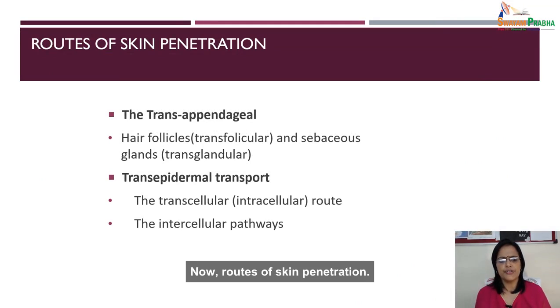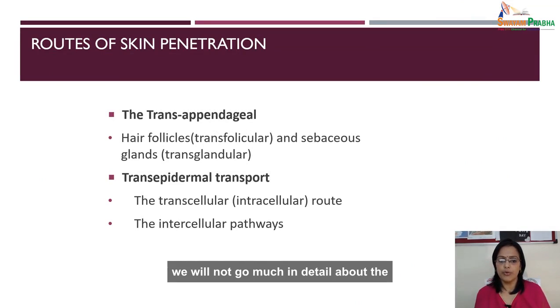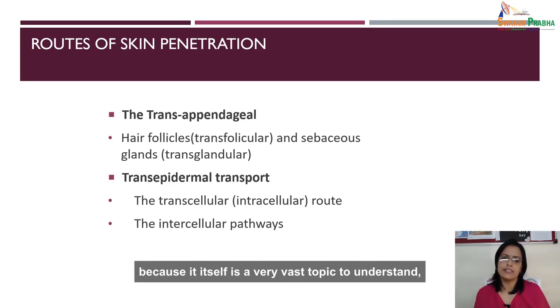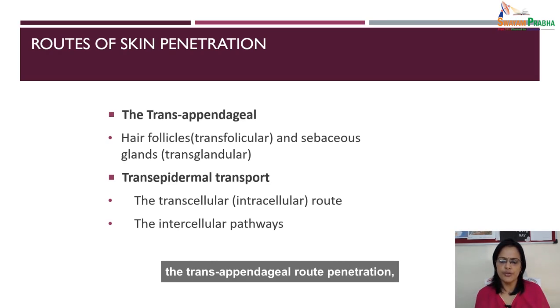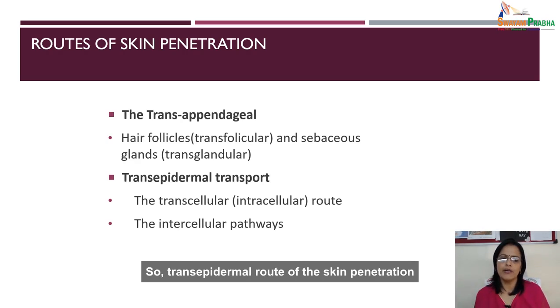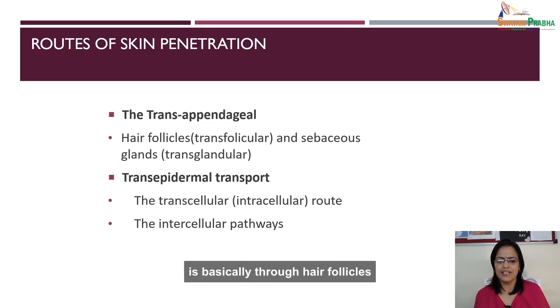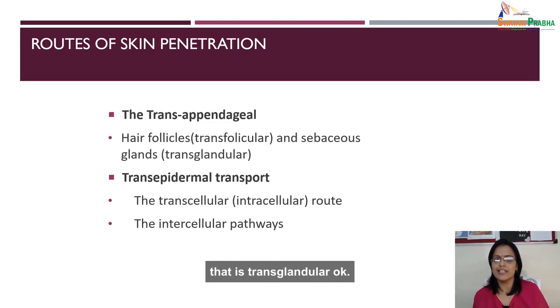Now, routes of skin penetration. So, dear students, we will not go into much detail about the routes of skin penetration because it is itself a very vast topic to understand. But just remember that there are two major routes of skin penetration: the transappendageal route and transepidermal transport. The transappendageal route of skin penetration is basically through hair follicles, that is transfollicular, and through the sebaceous gland, that is transglandular.